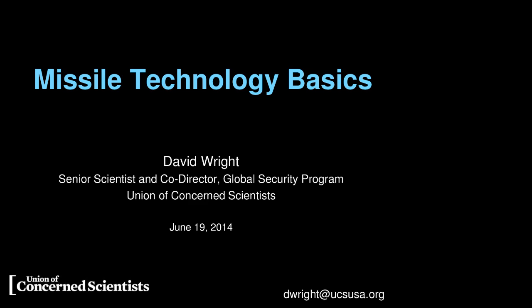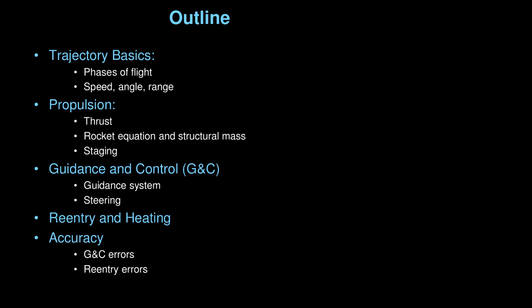Of course, what countries do also depends on what materials they have and other sorts of engineering details. And I'm hoping to arrange a talk on some of those engineering details later in the year. But for today, here's what I'd like to do: talk a little bit about the basics of trajectories, move on a little bit to propulsion, and at least for the first part of the talk, I'll talk about liquid propellants, because that's really the technology that's relevant to most developing countries. I'll go on to talk a little bit about guidance control, the problems of reentry and heating, and then how those relate to accuracy, because that's obviously one of the things that people care about.